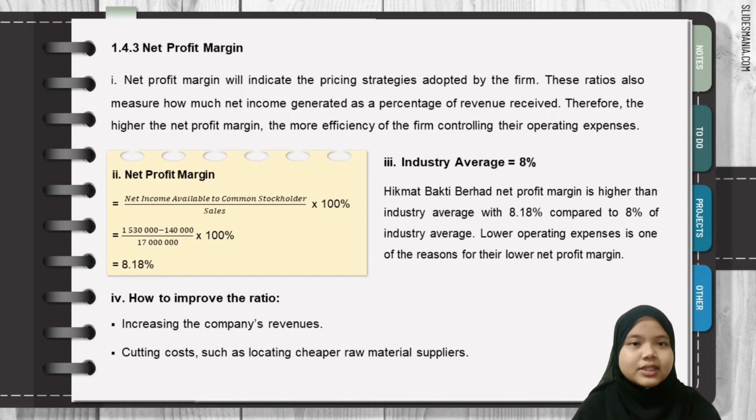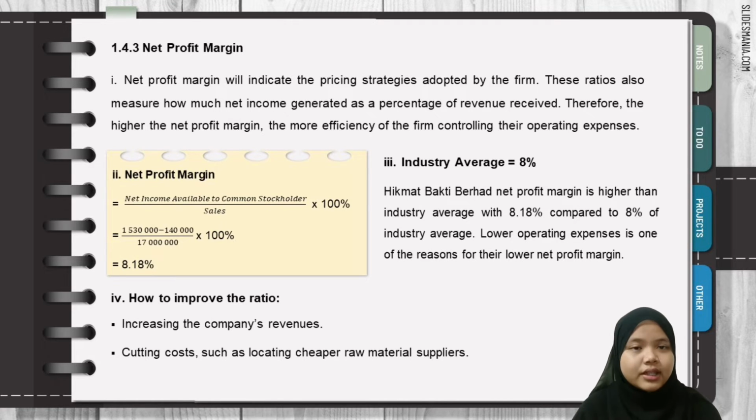The net profit margin will indicate the pricing strategies adopted by the firm. This ratio also measures how much net income is generated as a percentage of revenue received. The formula for net profit margin is net income available to common stockholders divided by sales times 100%, which is 1,390,000 divided by 17 million times 100% equals 8.18%.